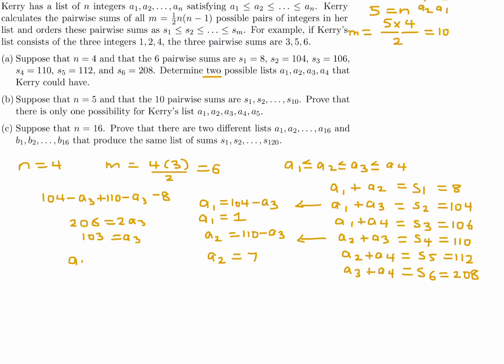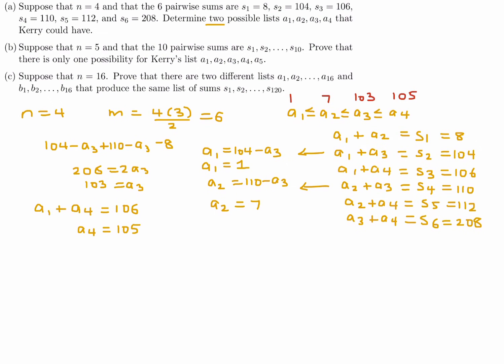And then a4 plus a1 is equal to 106, so a4 looks like it's going to be 105. And that's it, right? So my list was a1 is 1, a2 is 7, a3 is 103, and a4 is 105. Okay, great. But they're saying there are 2. So how do I get a second list? I think I did everything right here. Well, a second list. Interesting.